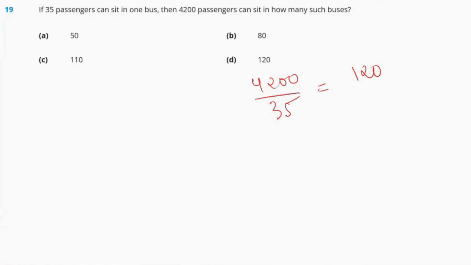Wait. Now, if we divide 35 with 5, this will become 7. And if we divide 4,200 with 5, this will become 840. Now, if we divide this with 7, this will become 1. And if we divide this with 7, this will become 120. Okay, so the final answer will be 120. Therefore, the right answer is option D.